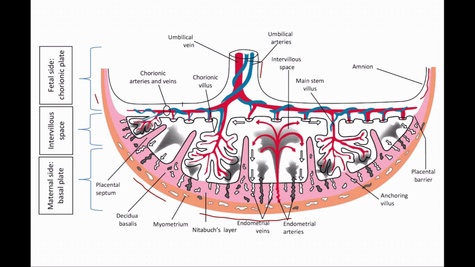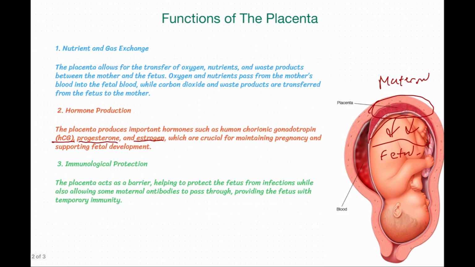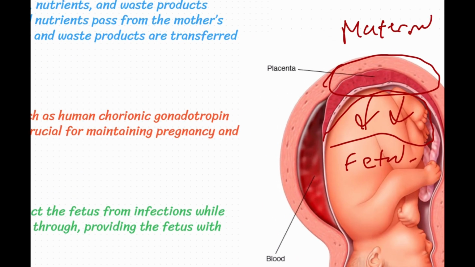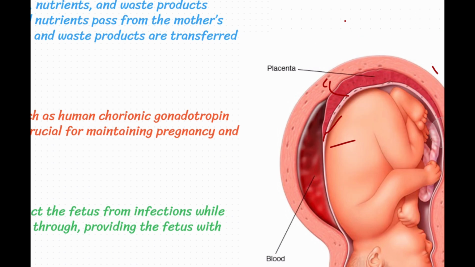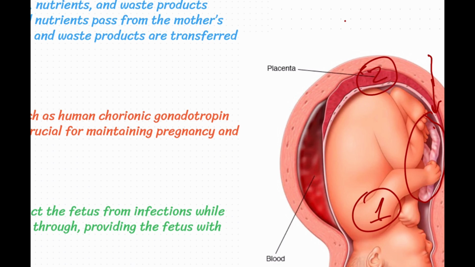And then you have the great umbilical cord. This is a flexible rope-like structure that connects the fetus to the placenta. If you see here, this baby has its umbilical cord tucked away. You can see it's like a rope that connects the fetus, one, to the placenta, two.